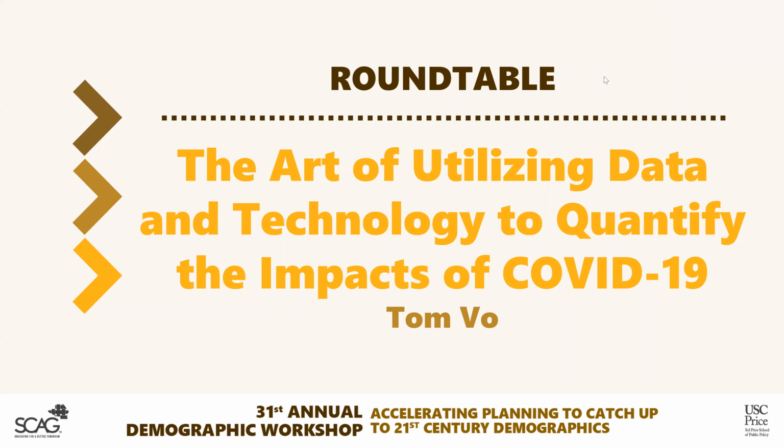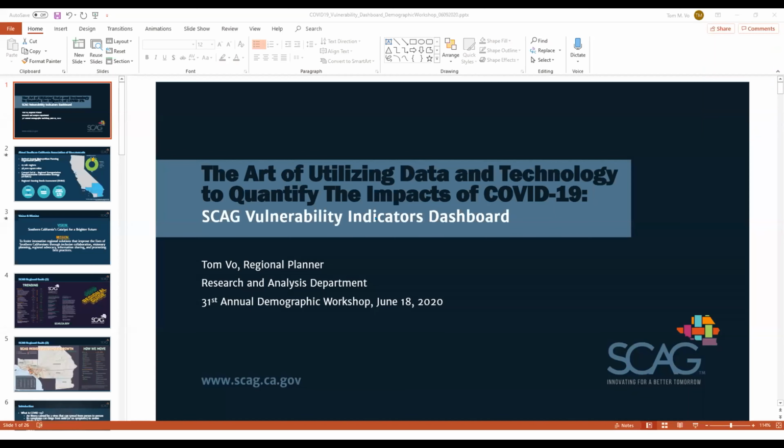SCAG. Welcome to this roundtable discussion on the art of utilizing data and technology to quantify the impacts of COVID-19, SCAG's Vulnerability Indicators Dashboard. As other speakers have noted, this crisis has revealed and in many ways exacerbated existing disparities and inequities in our communities. And as speakers in the last session were discussing, if we're to build a more inclusive Southern California, it's imperative that we identify social, health, and economic indicators to inform policy responses to those most impacted.